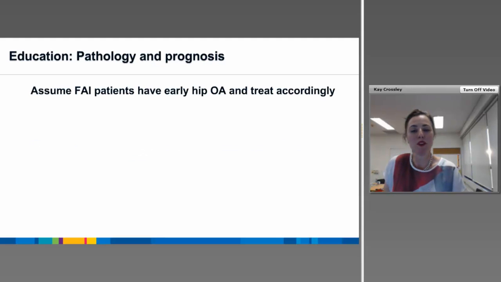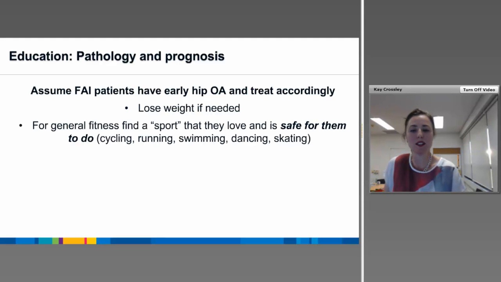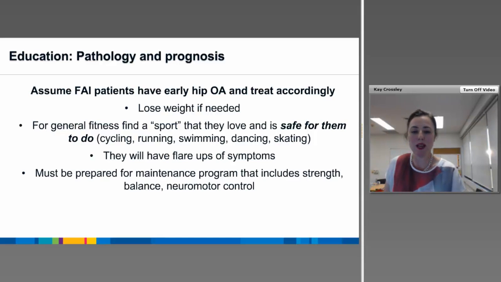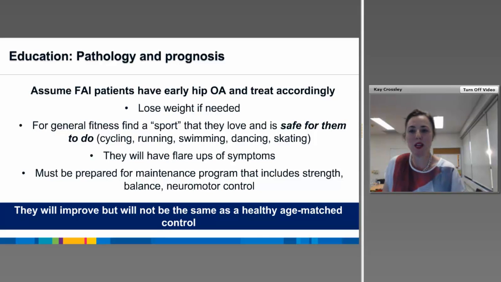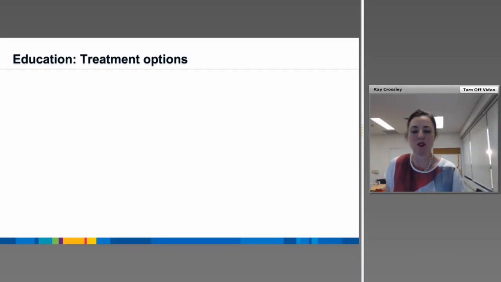And what about their pathology and their prognosis? As we said, it's important to assume that FAI patients do have early hip OA and treat them accordingly. So they need to lose weight. For their general fitness, they need to find a sport that they love, but is also safe for them to do. I think it's important that patients understand they will have flare-ups of symptoms from time to time and to not panic about that, but it's something that can be managed. They need to be prepared for an ongoing maintenance program that includes all of those things that we talked about, such as hip muscle strength, balance, and neuromotor control. And patients need to understand that while they will improve, they won't ever be the same as a healthy age-matched control.